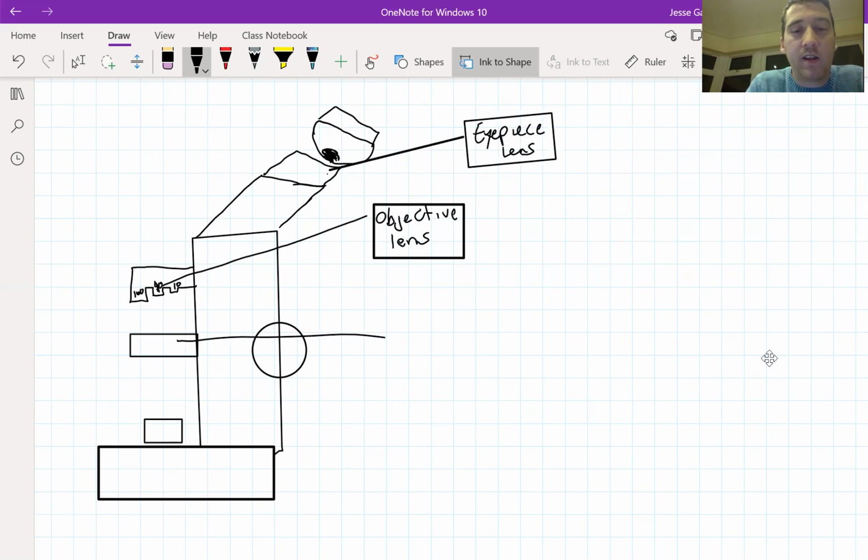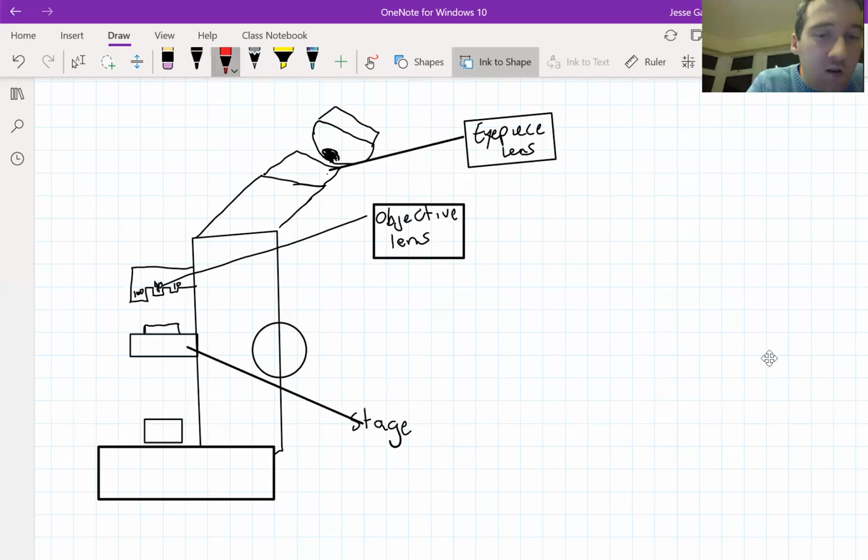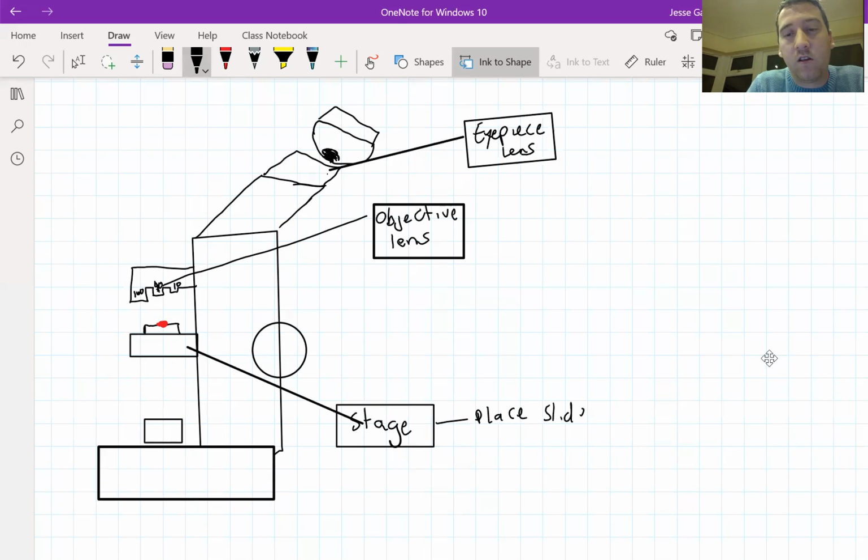This here is the stage. The stage is where you place the slide. The slide is a piece of glass where you put the sample that you want to look at. So you might have some cells and you put them on a piece of glass and you put them on the stage. This is what you want to look at. So the stage is where you place the slide, which is a piece of glass with the object on it.